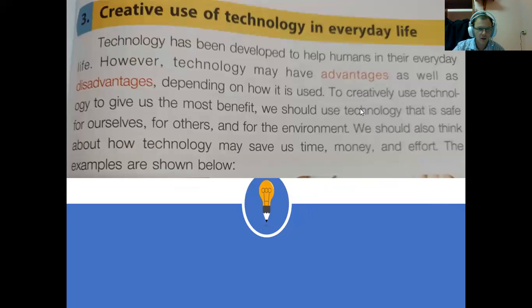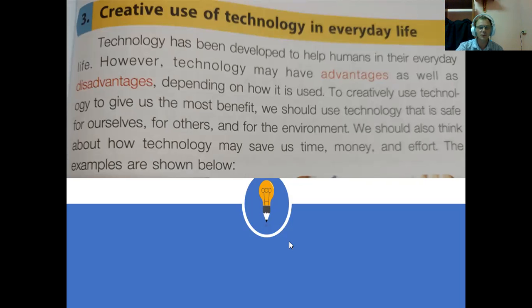Okay. But today I wanted to look at some creative ways of how we can actually use technology in our daily lives. So let's have a little look at it. So technology has been developed to help humans in their everyday life. However, technology may have advantages as well as disadvantages.